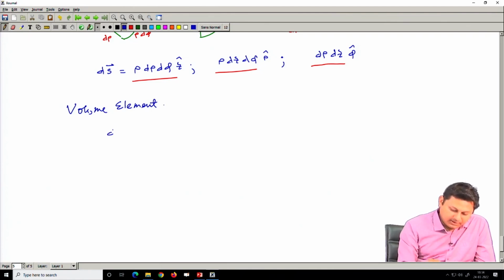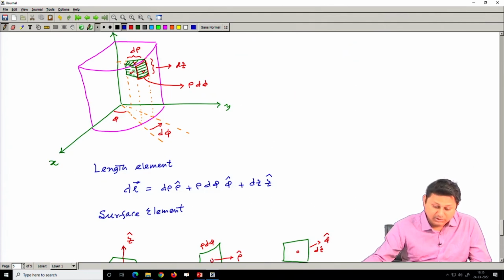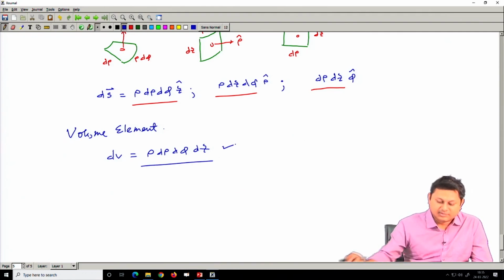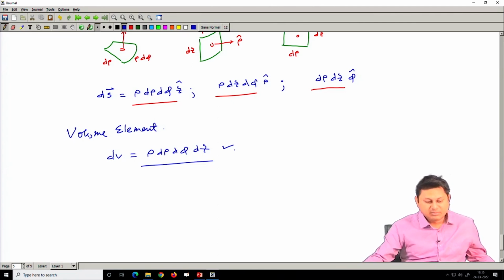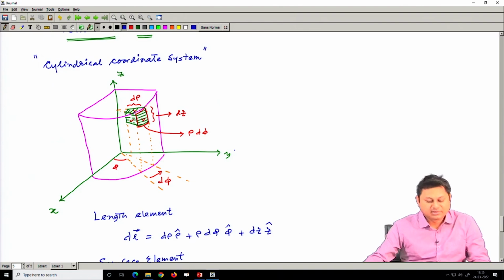The volume element dV is simply the multiplication of all these things: rho, then d rho, then d phi and dz, because all these three elements I know: d rho, dz, rho d phi. If we multiply all together, then what we are getting is the volume element. So, this is the volume element for the cylindrical system. For the cylindrical system we managed to find out what is the volume element, what is the length element and what is the surface element.